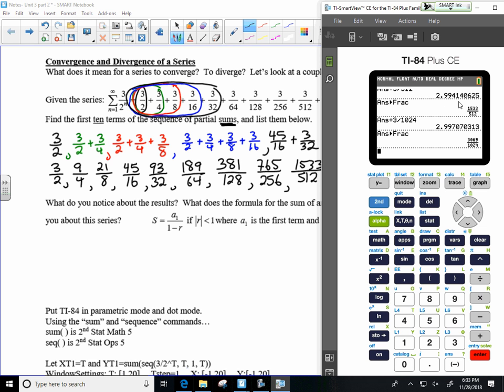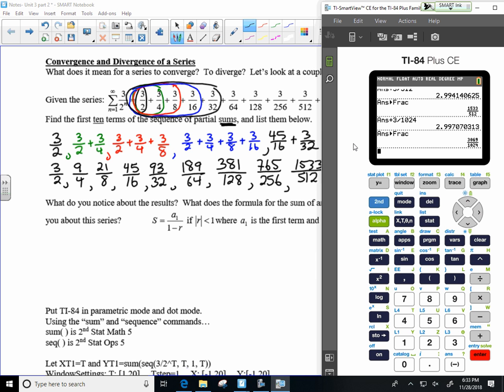2.997. Before that was 2.994. 2.99 something. The first one, I think, yeah, the first one was 1.5. 2.25. It started climbing, but eventually it started to level off at a particular number. That number appears to be 3. If I had to call it at this point, I'd say, okay, it's converging to the number 3.